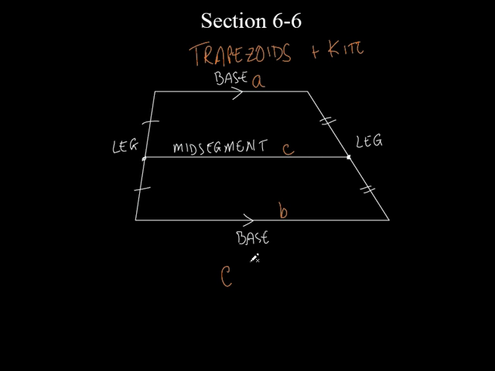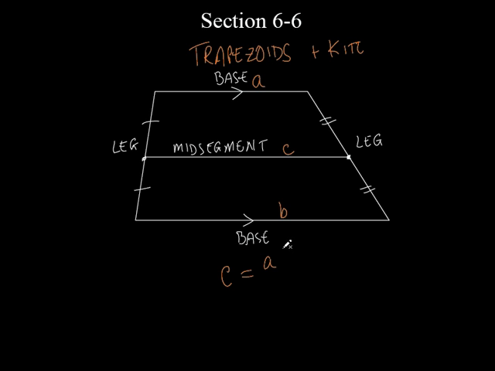Well, it's not the Pythagorean theorem. I don't have a right triangle here. So it's the average, isn't it? The mid-segment is the average of the two bases. How do I find the average of two things? Add them up and divide by 2. So what would this be in terms of A and B and C?